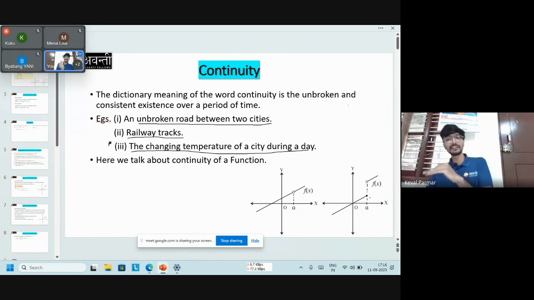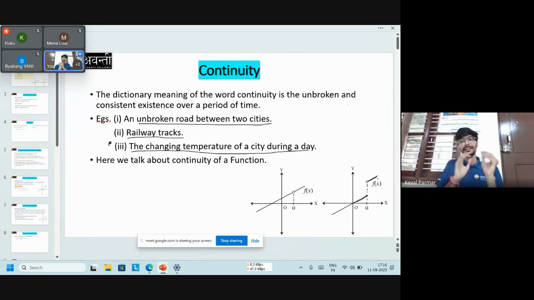Same example you can see here. The next one also, at x equal to a, the function is broken. On the left side of a, it is this, and on the right side of a, it is this. So again, you can clearly see the function is broken, meaning the function is discontinuous. This is a very simple meaning of continuity.